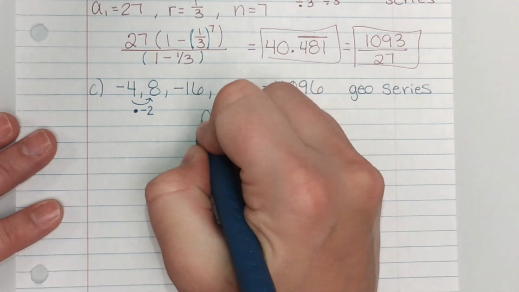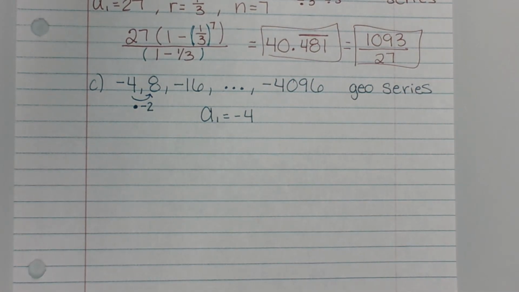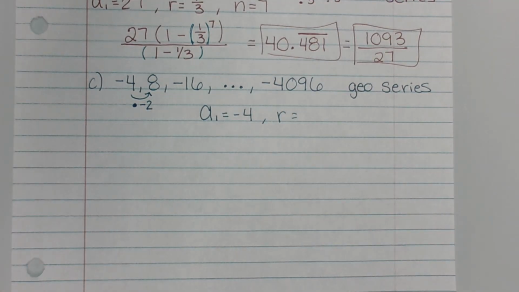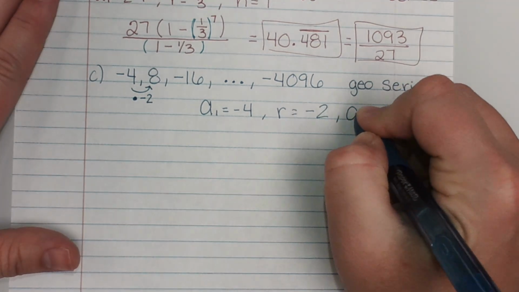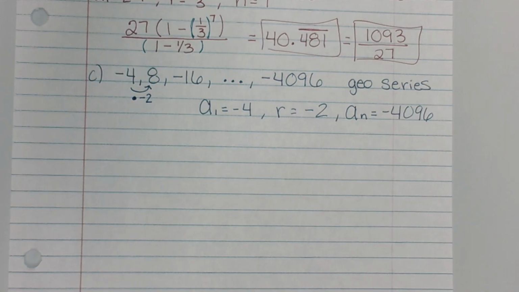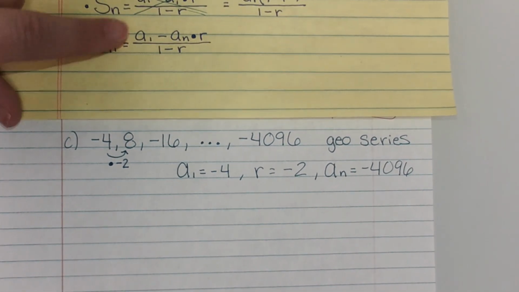Isaiah, what's a sub 1? Braylon, what's R? Kylie, do I know a sub n or do I know n this time? How do you know that? It gives you the last number it wants you to add, which is a sub n. Which means we're not using the first equation anymore, because the first equation requires n. We're using the second.